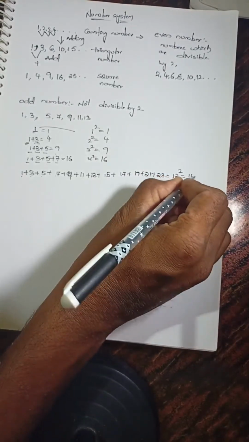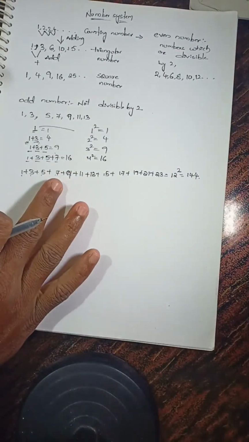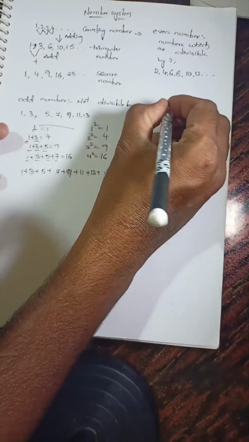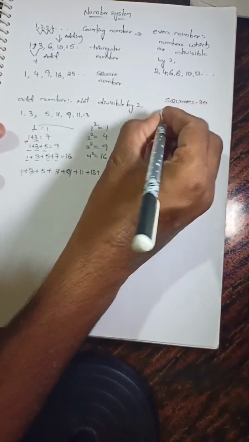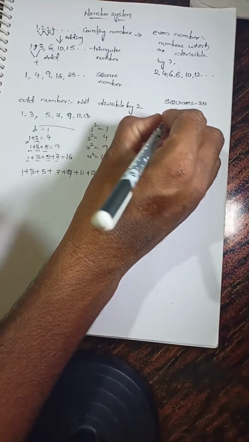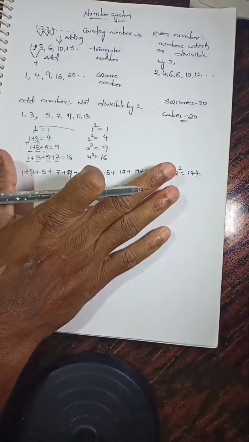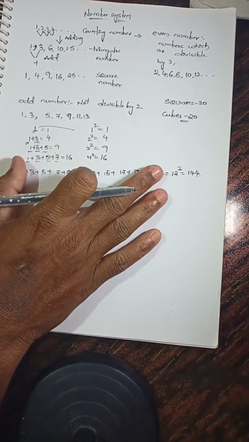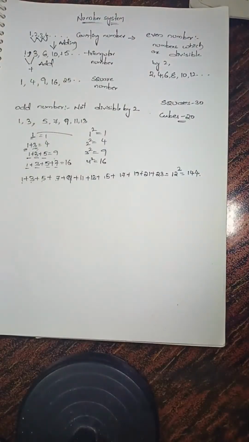12 12s are 144. As I previously said, we have to be thorough about the squares. Squares we have to learn up to 30 compulsorily, as well as cubes. Cubes are necessary to learn up to 20. These are very important. We have to learn them compulsorily at any cost. There is no skipping for these numbers. We have to read all these numbers compulsorily.